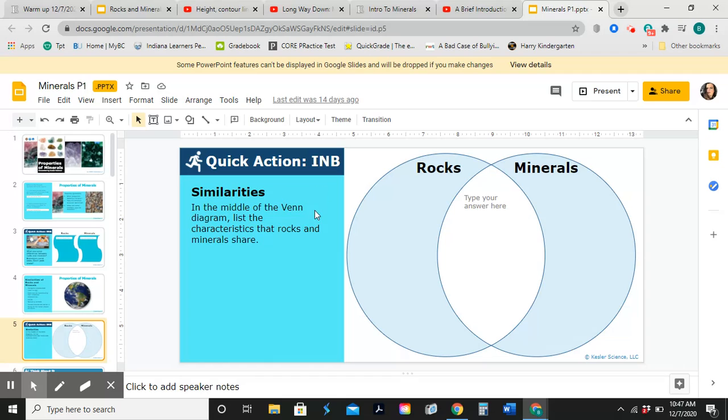Now, based on what we have here, you're going to list the commonalities between rocks and minerals right here on the Venn diagram.